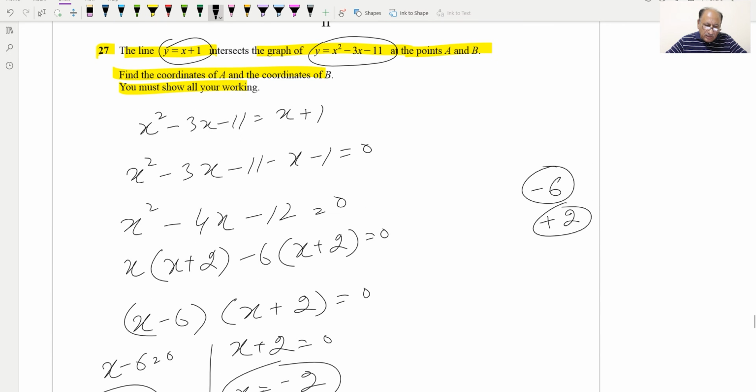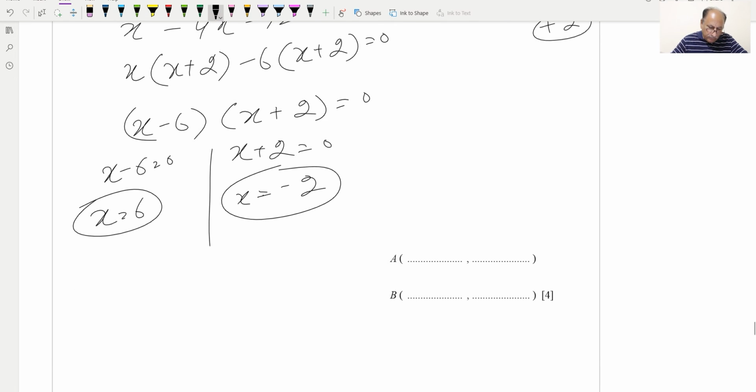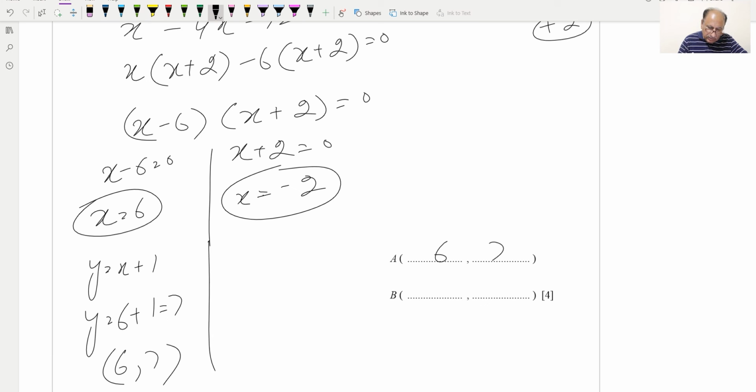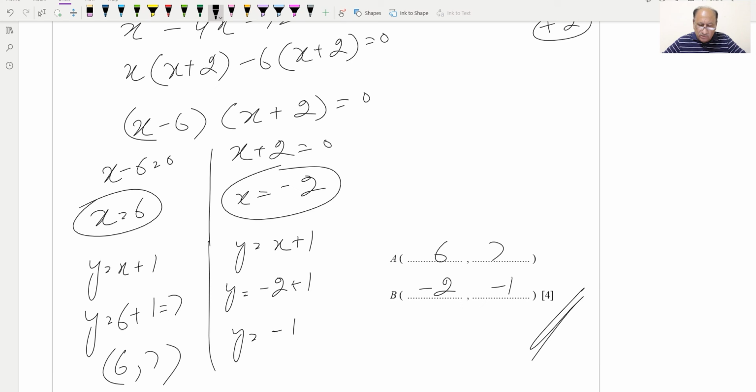We can substitute in any of the equations. I am substituting in the first equation, y is equal to x plus 1. So y is equal to 6 plus 1, which is equal to 7. So the point we got is 6 and 7. In this case y is equal to x plus 1, so this will be minus 2 plus 1. So y is equal to minus 1, so it will be minus 2 and minus 1. These will be the 2 points of intersection which are required, and this 4-mark question is done.